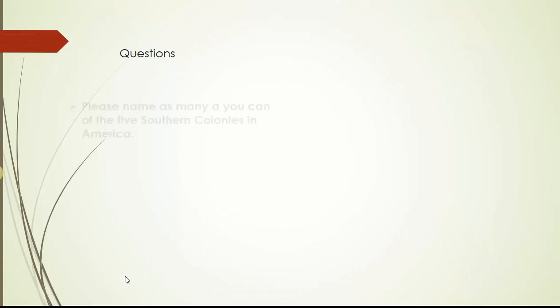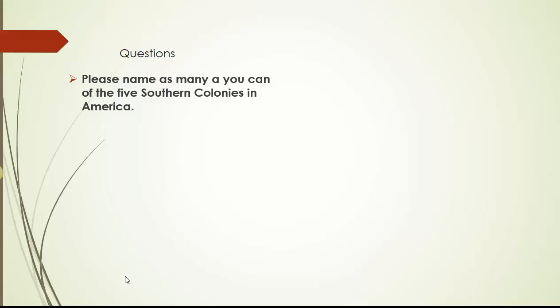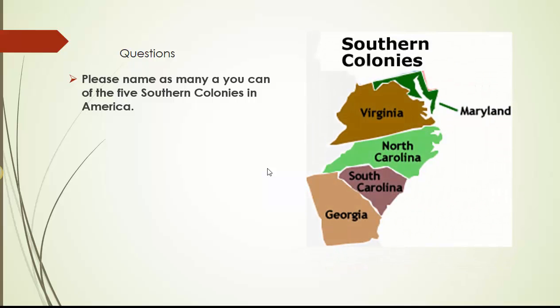Questions. Please name as many as you can of the 5 Southern colonies. Here are the Southern colonies: Maryland, Virginia, North Carolina, South Carolina, and Georgia.